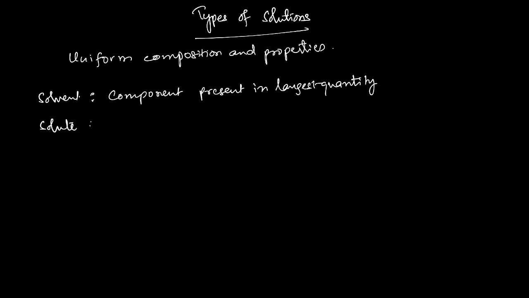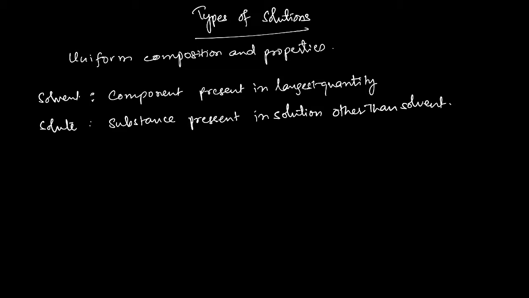So that is solvent. Solute is any other substance. So it is actually the substance present in solution other than solvent. So that is solute. Now solute can be 1, 2, 3 or many.